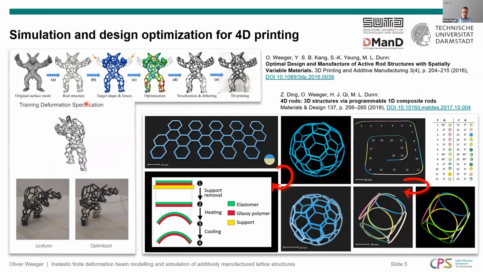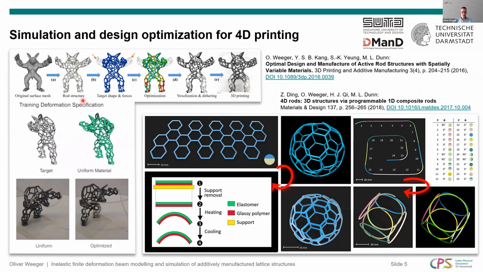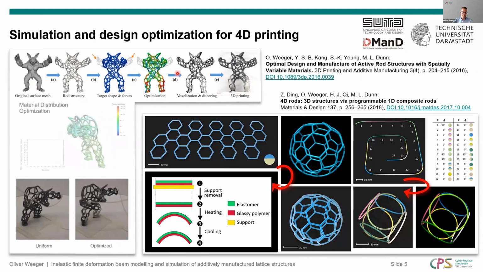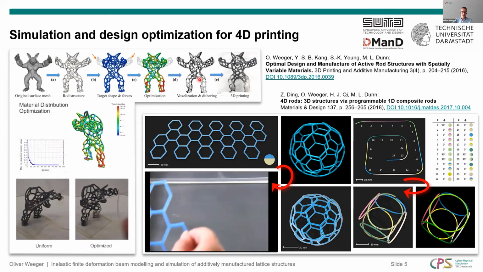At the top, you see one paper where we developed a design optimization workflow for shape memory effect-based 4D printing, where we considered large deformations and considered the temperature changes and material property changes due to the shape memory effect, but not really the thermodynamics of the shape memory effect.